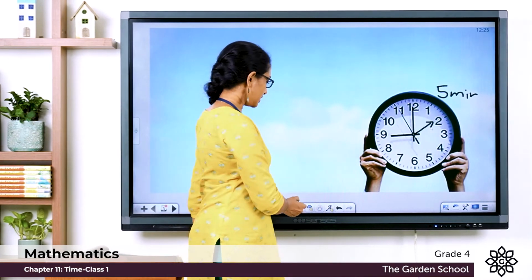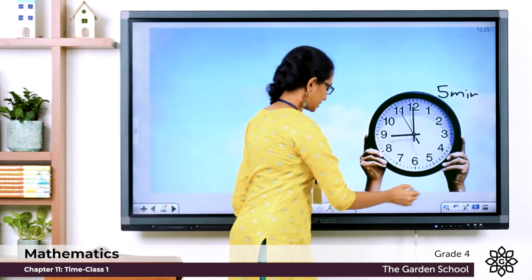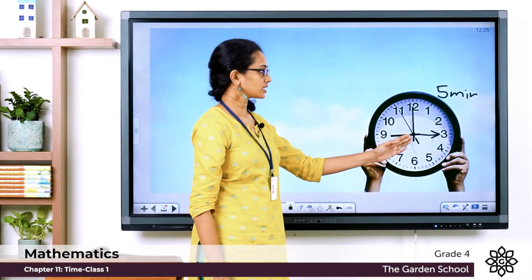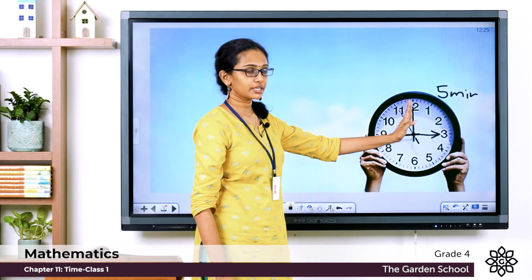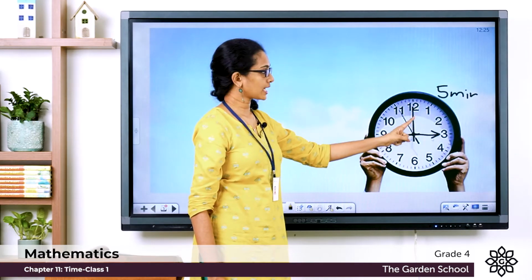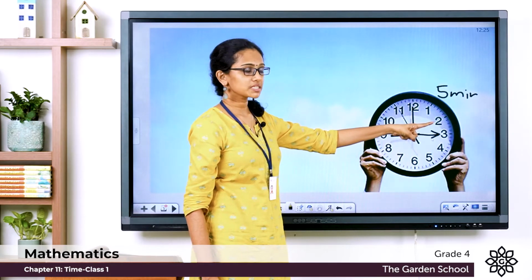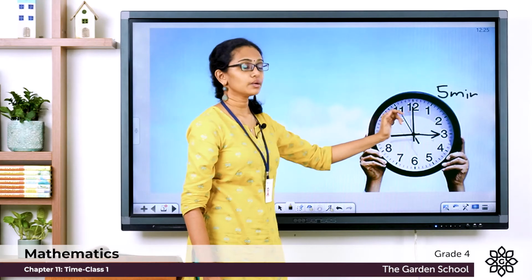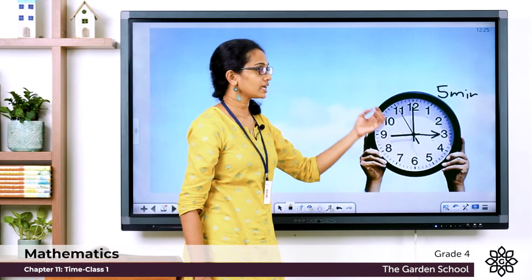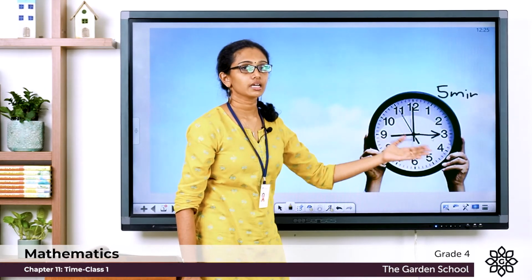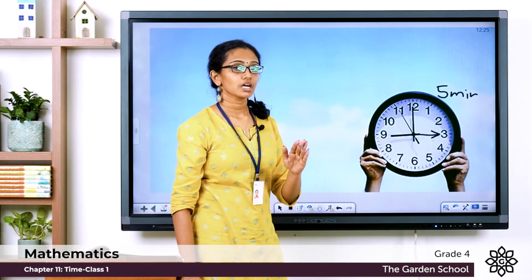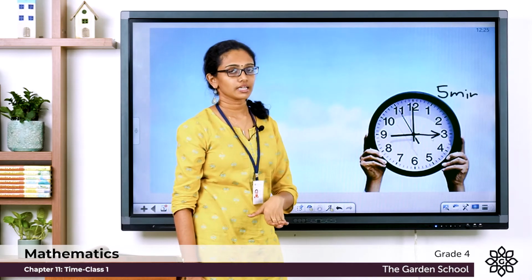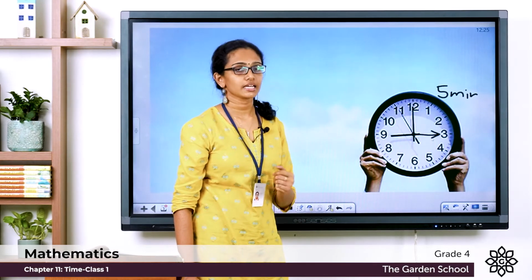And what if the minute hand is pointing to the number 3? Like this, right now the time is, see, when it pointed to 1 it was 9:05, when it pointed to 2 it was 9:10. Now it's pointing towards 3 and the time is 9:15, or you say quarter past 9. Quarter means 15 minutes. Quarter past 9 means 15 minutes after 9 o'clock or 15 minutes past 9 o'clock.